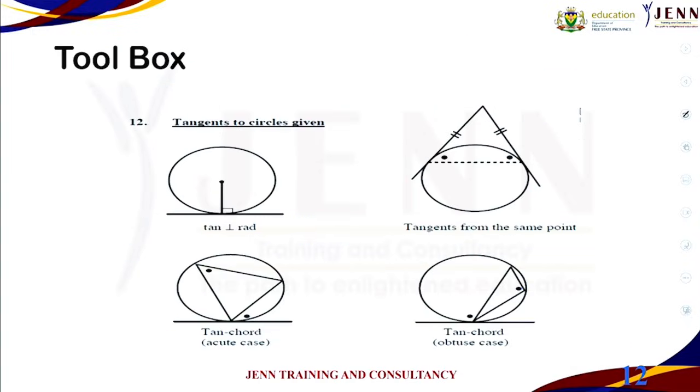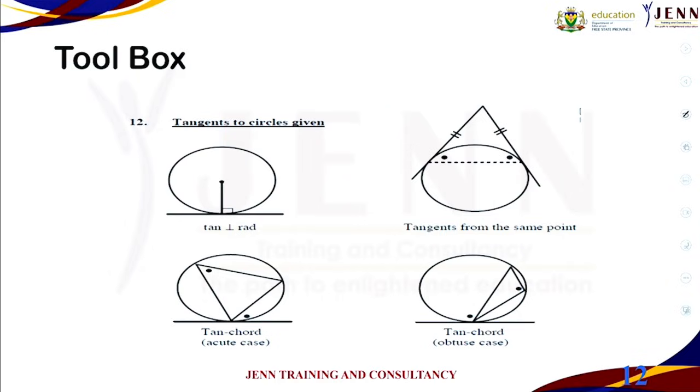And then moving again into our toolbox. Now, if tangents are given, you will then look forward. Any line from the center to the tangent, you know that that line is perpendicular to the tangent. Hence, we have tangent perpendicular to radius. And then whenever you are given tangents that are from the same points, you know that tangents that are from the same points are equal in length.